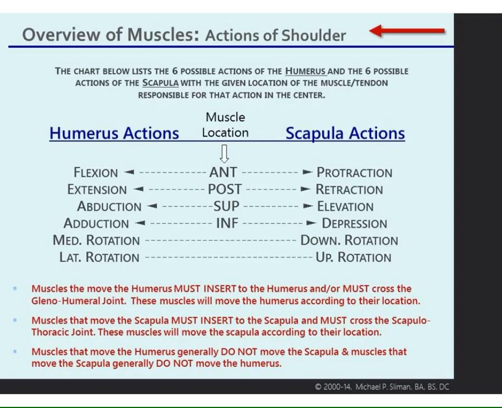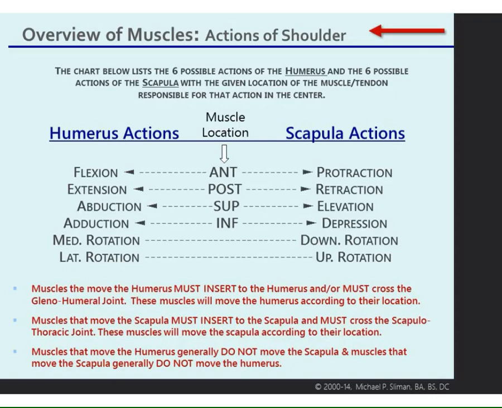Comparatively, a protractor that's anterior, that's going to move the scapula. If you look through the chart, every time you see a location of a certain muscle, look at where it's going to go. If you look through your insertion notes, you'll notice every time a muscle will insert to a certain bone, that bone will move, and it'll always move insertion to the origin.